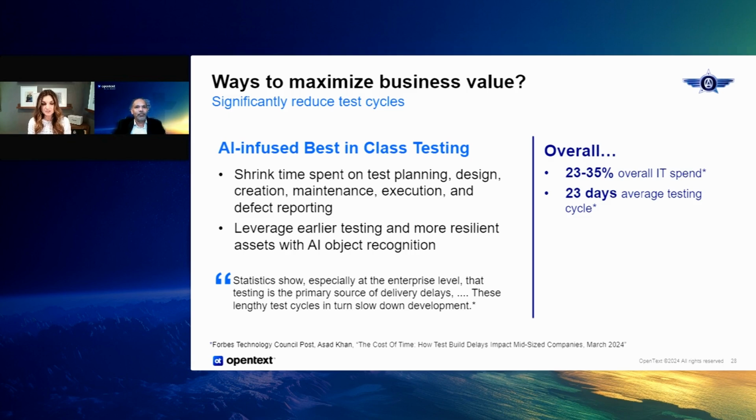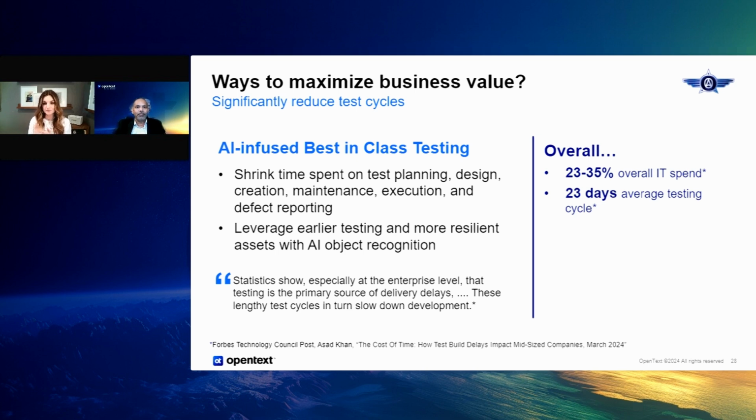For example, we've got a bank in Chile. They've seen a 75% increase in their speed for test execution. Also, a university in the UK, actually, we were just talking with, brought down dramatically over 70% reduction in testing costs. I read this article recently, Ramesh. Statistics shows, to quote from it, especially at the enterprise level, that testing is the primary source of delivery delays, which is problematic, right? And it was around testing cycles.